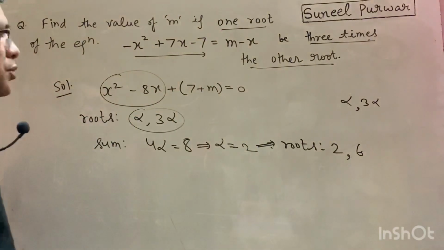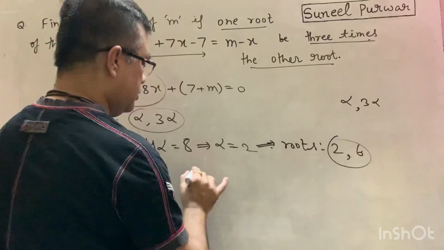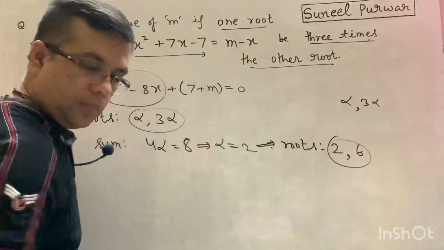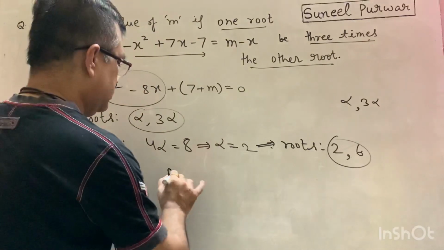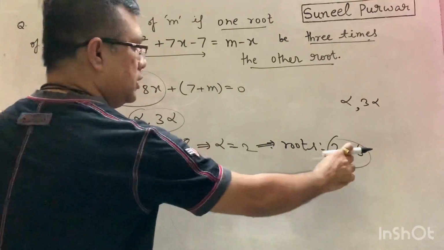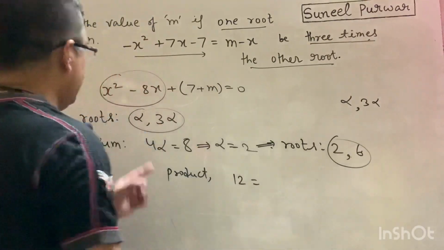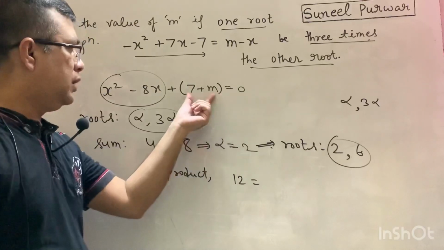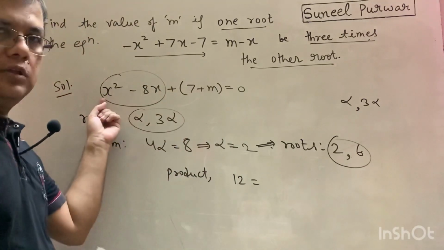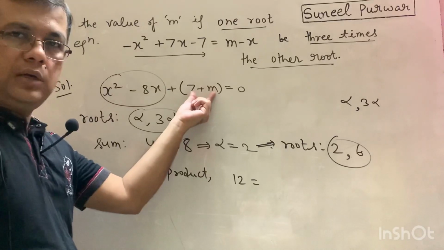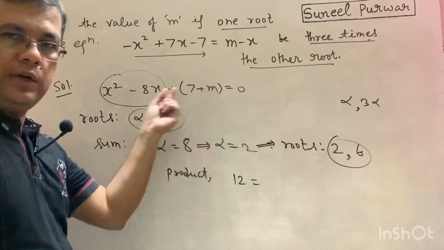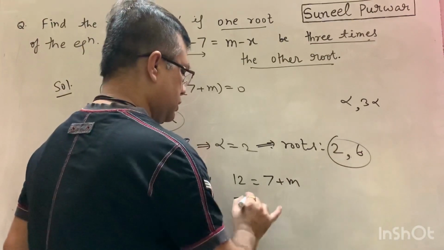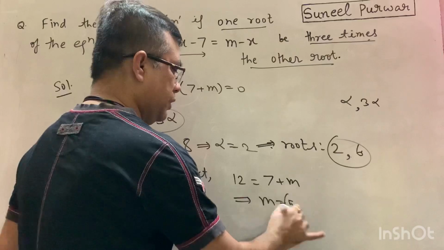Now you see, what is the product of the roots here? The product is 12, and from this equation, the product of the roots, you know the formula, c by a, will give you 7 plus m, the constant, divided by the leading coefficient 1. So straight away you get the answer, m equal to 5.